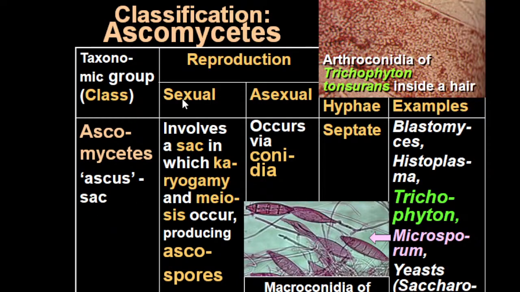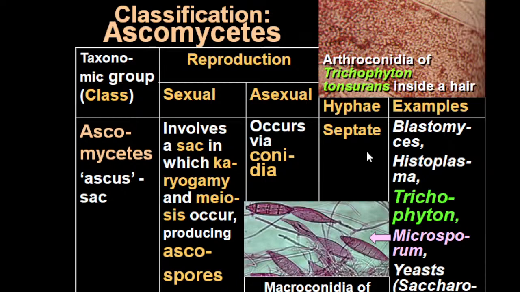So they also have both types of spore production, sexual and asexual. The sexual happens in a sac, in which karyogamy and meiosis occur with production of ascospores. Asco, because it is a sac-like structure. And asexual spores are produced via conidia. It means not in a sac, but freely on the top of the conidiophores. And usually macroconidia are produced, and the hyphae are usually septated.